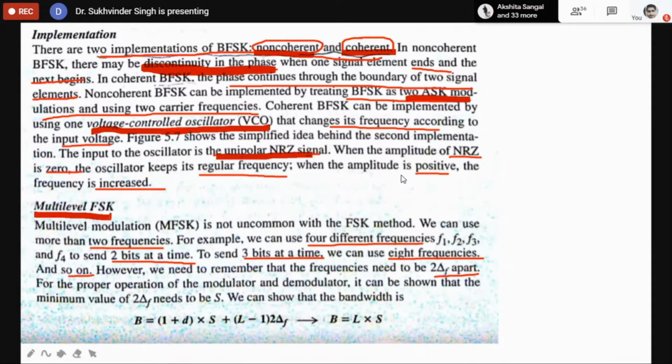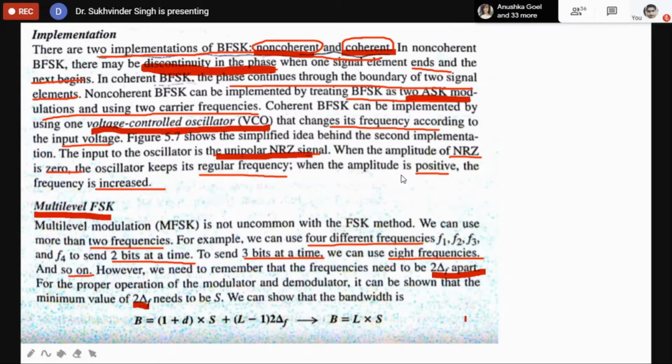Similarly, if there are 3 bits at a time, we require 8 frequencies. If there are 4 bits at a time, then we require 16 frequencies to represent these bit streams or data streams. Plus, there should also be some gap between these frequencies, which is called twice delta f, and these frequencies are twice delta f apart from one another. However, this gap is not very large, it is small. So, multi-level FSK operates in this fashion.